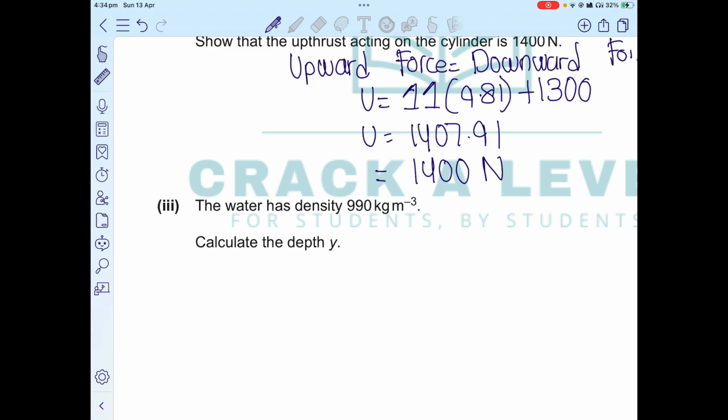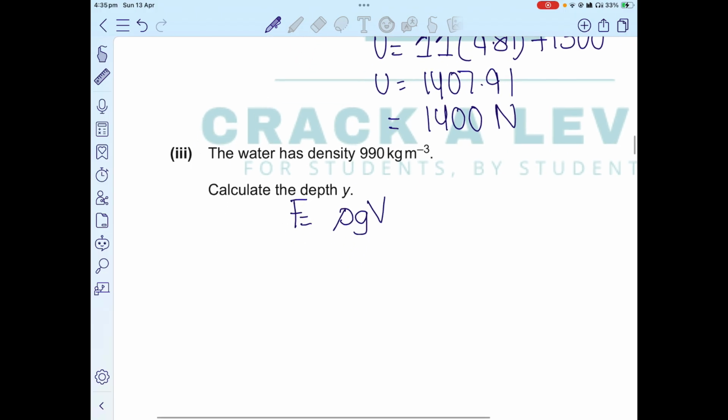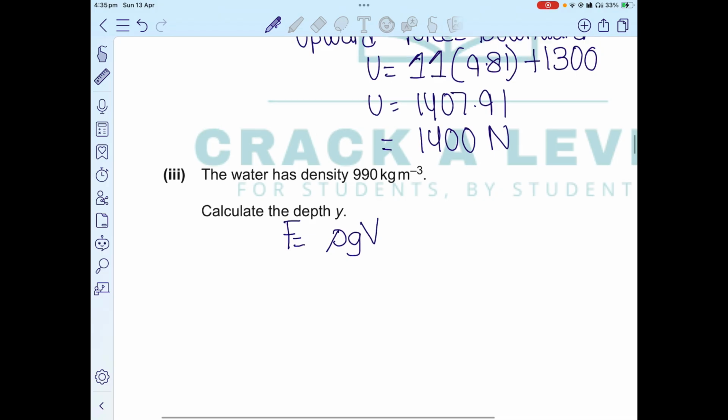Now, the water has a density of 990. Calculate the depth y. First of all, we need to learn for this question the upthrust formula, which is force equals the density into g into V. This is given in the datasheet at the beginning of the paper. We know the upthrust force, we know the density, and we know the value of g as well. So how about we first find the V?